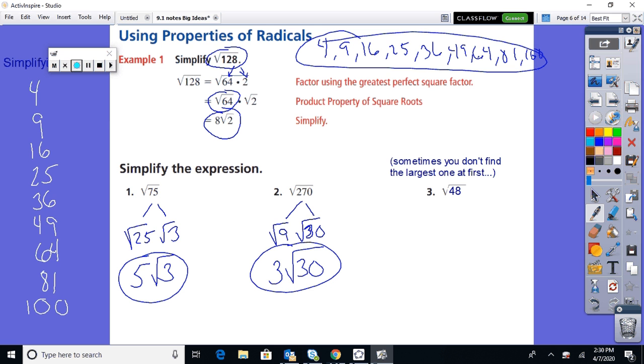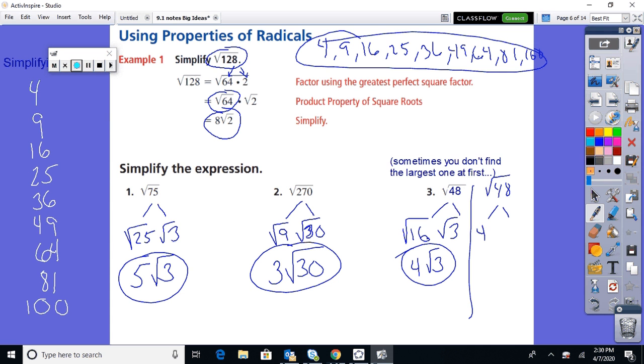And then this last example here, 48. Check this out. There's a couple different ways. Sometimes you don't find the largest one first. If we do, then we could break this into 16 times 3. So that's 4 roots of 3. But say you didn't recognize that 16 was it. Say you went after 4, because 4 goes into 48. So what if I did square root of 4 times 12?